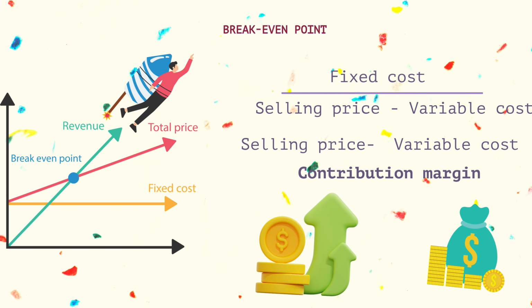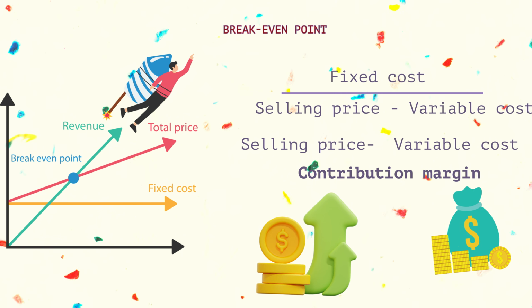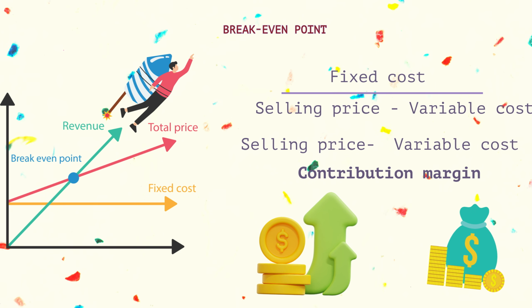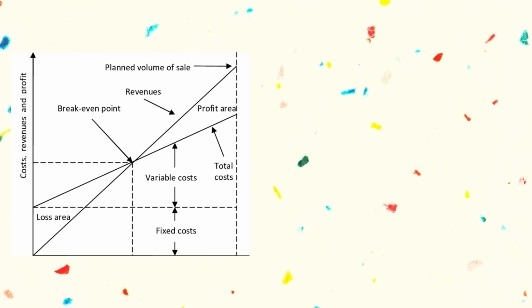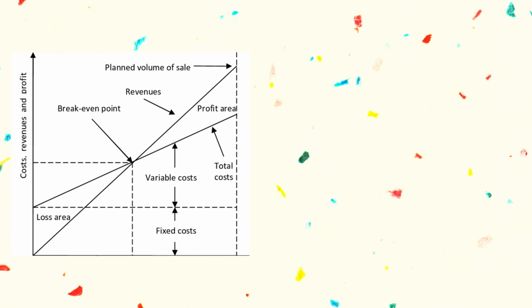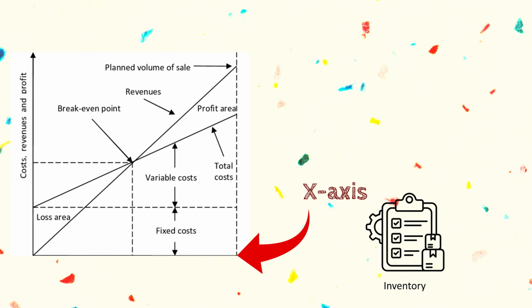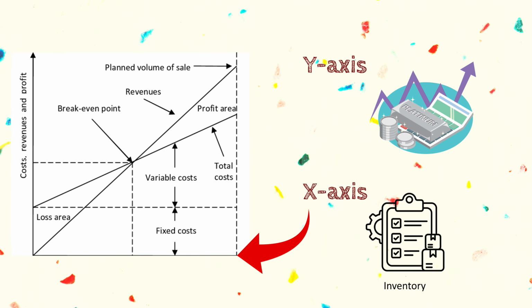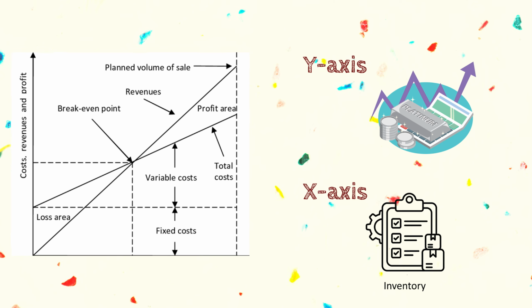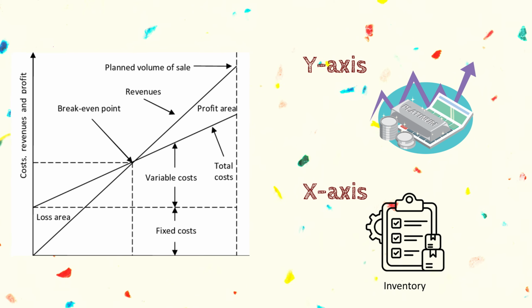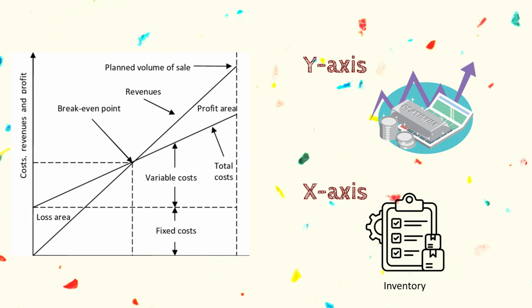This is the term showing how much each unit contributes to cover the fixed cost. A break-even chart is a visualization of the costs, revenues, and break-even point. The x-axis, you can see here, shows the number of units, while the y-axis shows the monetary values. Lines represent fixed costs and, in this case, planned volumes of sales. The break-even point is where the total cost line intersects with the revenue line. At that point, the firm will generate neither profit nor loss.